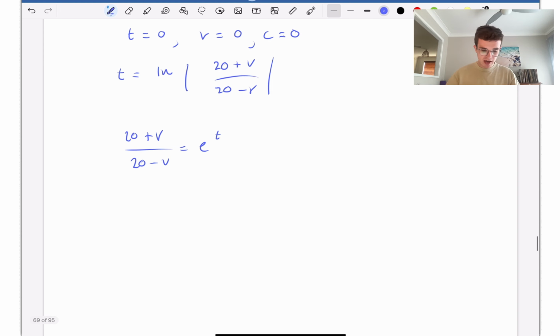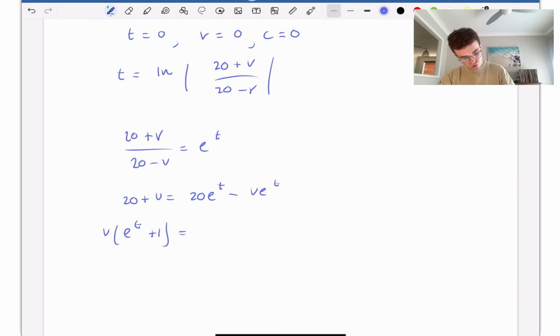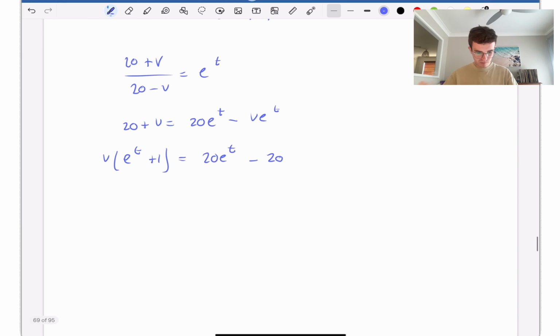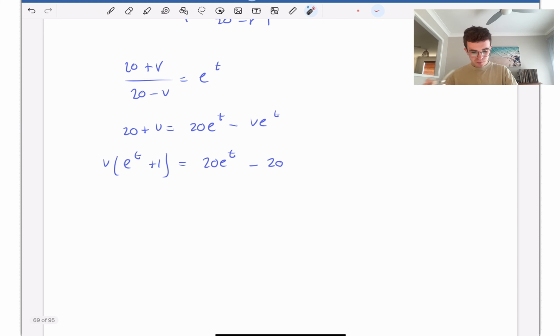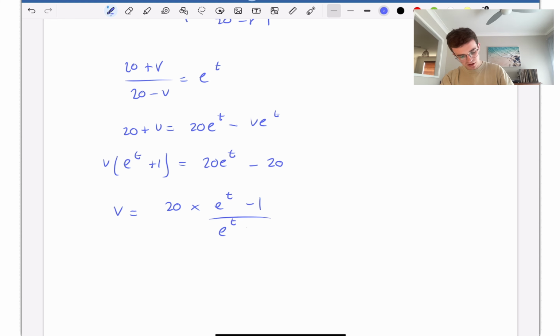And then we're going to have a go at rearranging. So 20 plus v equals 20e to the t minus ve to the t. So plus that over there, we're going to have v times (e to the t plus 1) equals 20e to the t minus 20. And we might say v equals, let's pull out a factor of 20, 20 times e to the t minus 1 over e to the t plus 1.